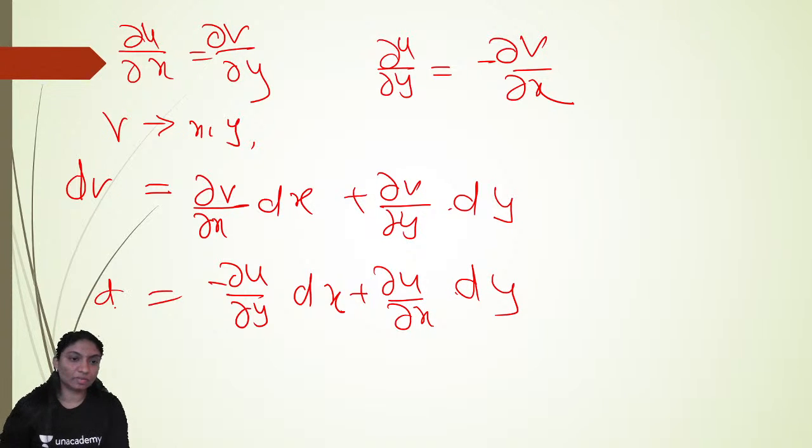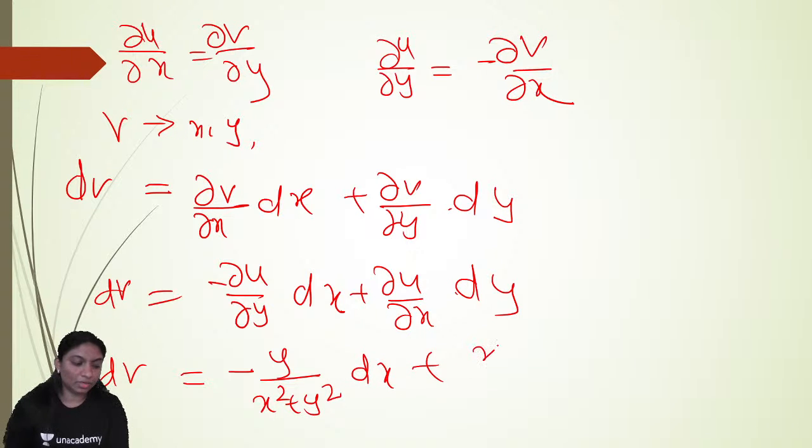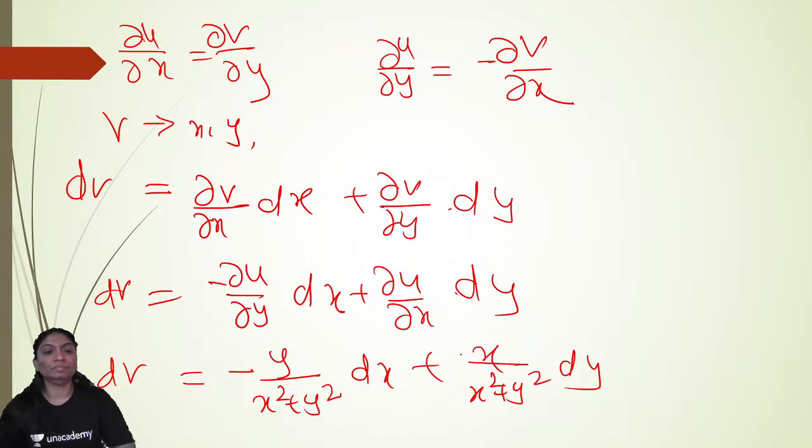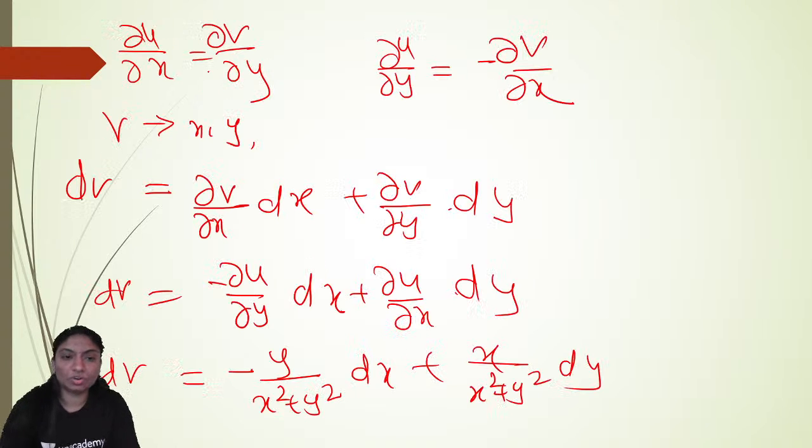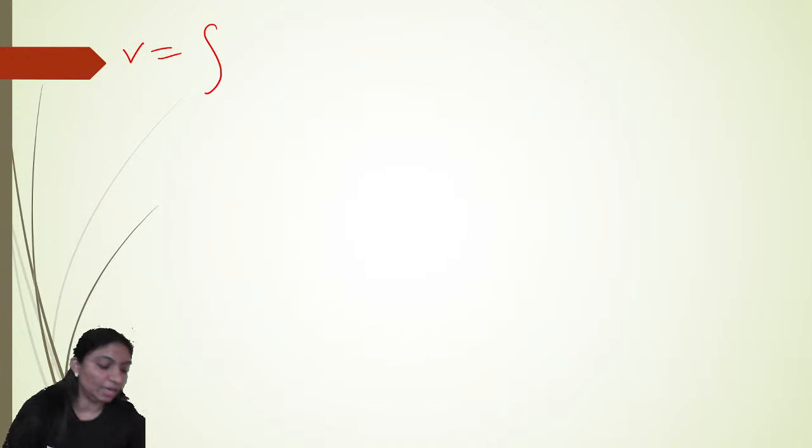So dv is equal to minus y upon x square plus y square into dx plus x upon x square plus y square into dy. You will get du is equal to M dx plus N dy. So integrating on both sides, we will get v is equal to integration of f1 dx. So f1 is minus y upon x square plus y square dx, right?